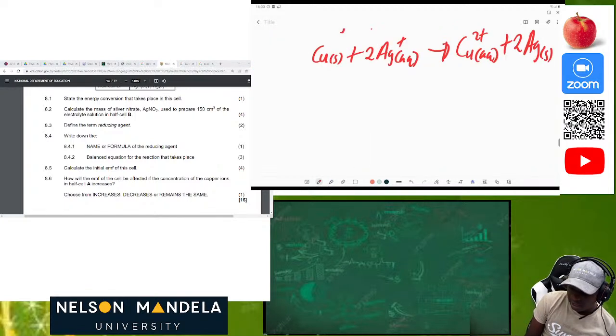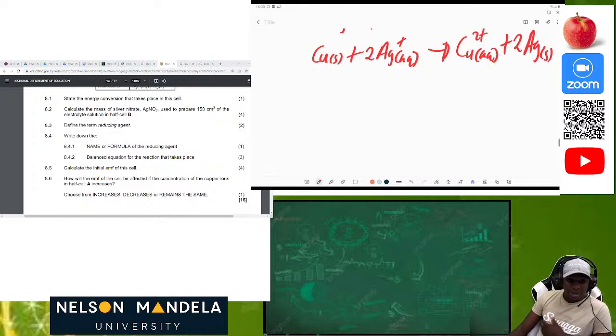We say that E naught cell is equal to E naught of the cathode, or others will say for reduction, minus E naught of the anode. Sorry, it's supposed to be cathode there. It depends on which one. So we know that copper is the anode and Ag is the cathode.